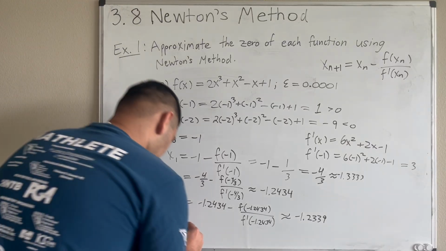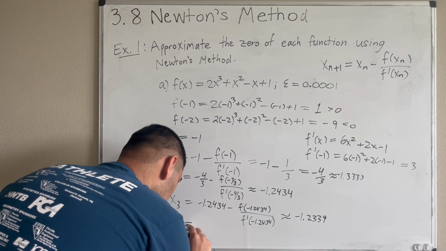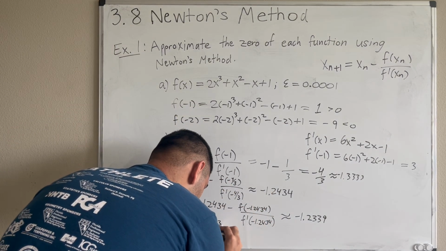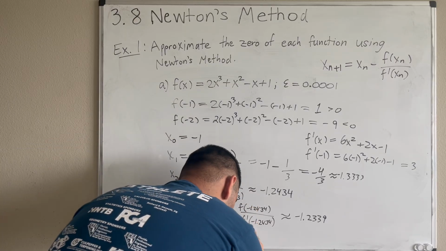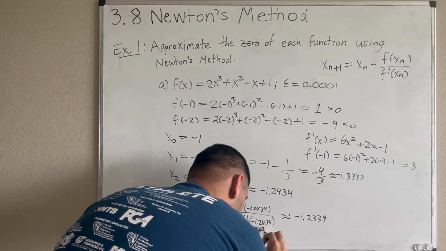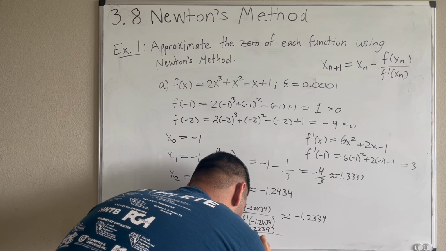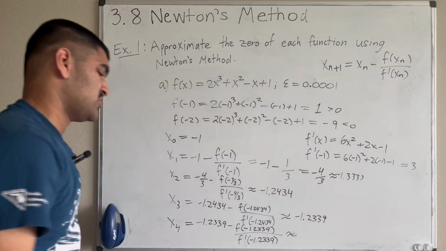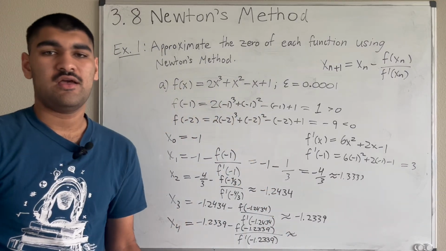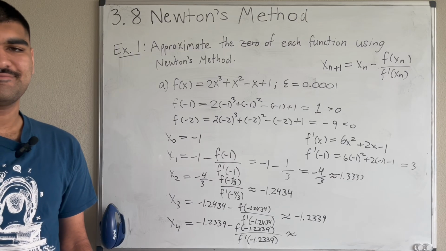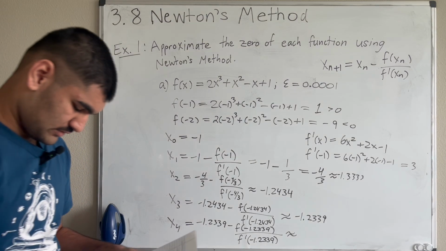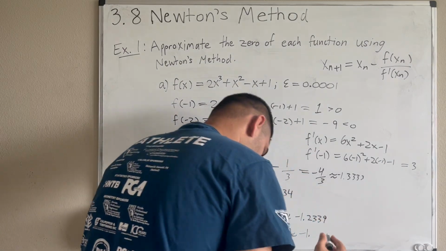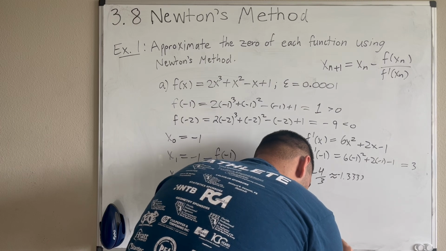All right, let's go ahead and compute x4. So x4 is equal to x3, so negative 1.2339, minus f of x3, so f of negative 1.2339, divided by f prime of negative 1.2339. Again, go ahead, pause the video, put this into your calculator, put in the full decimal, and let's see what you get. All right, cool. You should have gotten approximately negative 1.2338.